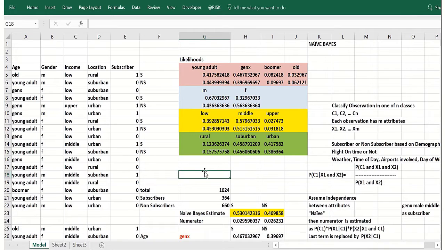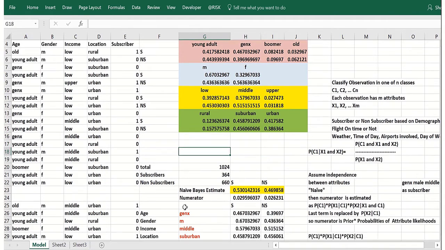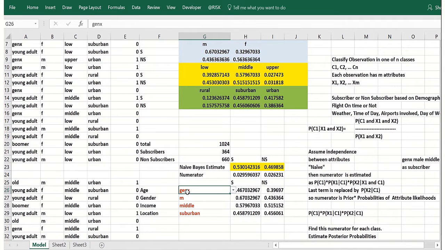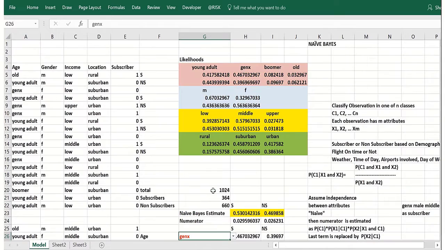So now we have our likelihoods in place. In the next video, we can conclude our discussion of naive Bayes classification by computing, given any value of the attributes here from drop-down boxes, the posterior probability that they're a subscriber or non-subscriber, and classify them into whatever group has a higher posterior probability. And you'll see that's pretty straightforward given the work we've done. The hard work we've done is up here.